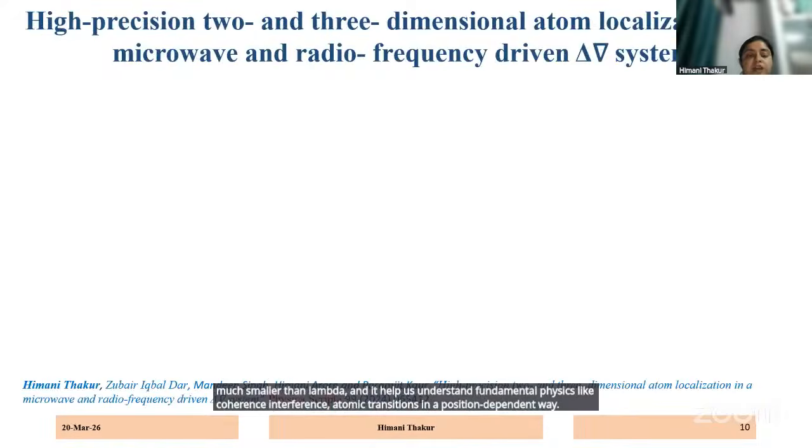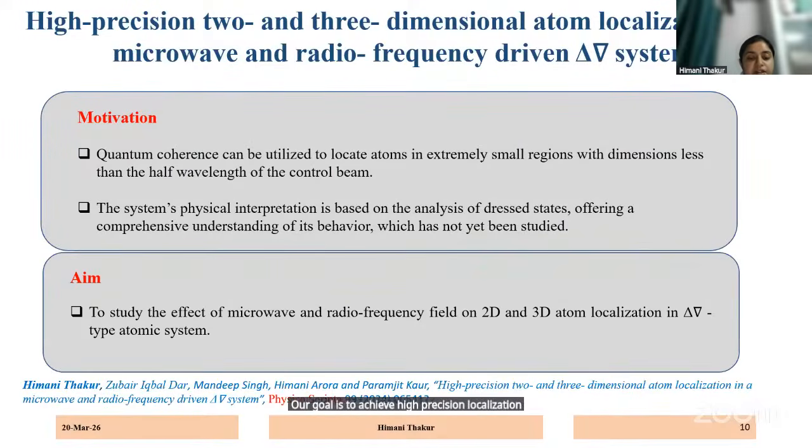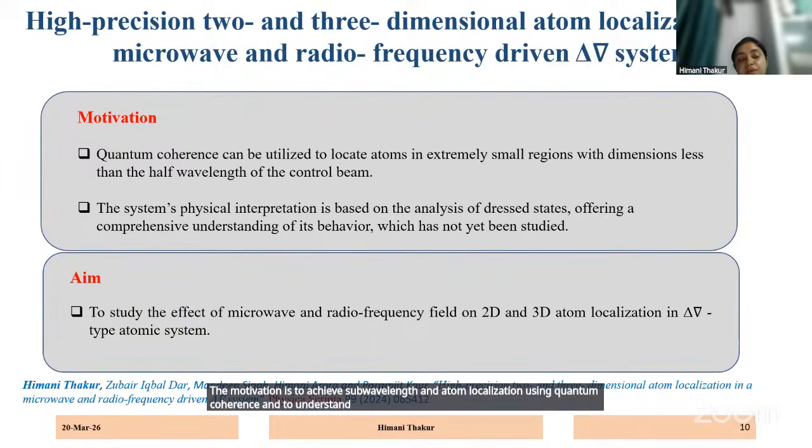So in my research work, we study 2D and 3D atom localization in a microwave and radio frequency driven system. Our goal is to achieve high precision localization in sub-wavelength regimes. The motivation is to achieve sub-wavelength atom localization using quantum coherence and to understand the system using dressed states. And the aim is to study the effect of microwave and radio frequency fields on 2D and 3D atom localization in delta and inverted delta type atomic systems.